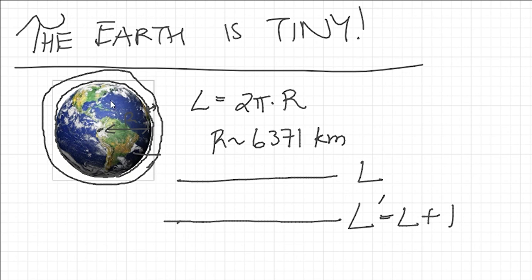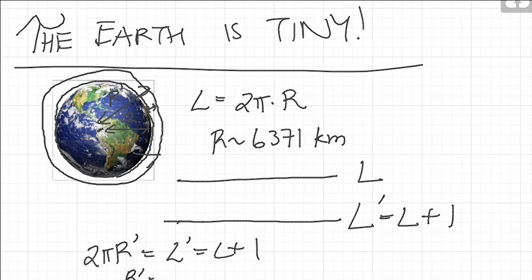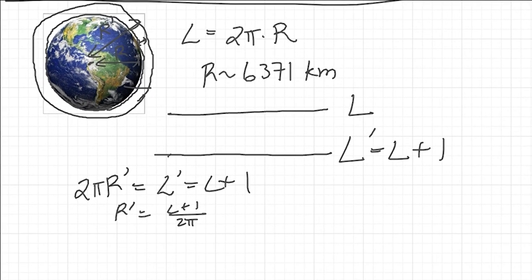However, let's work this out. Let's look at this new radius, which I'll call r prime. So what is r prime? Well, we know that 2 times pi times r prime is equal to L prime, which is just L plus 1. So if I divide both sides by 2 pi, I get that r prime is equal to (L plus 1) over 2 pi.